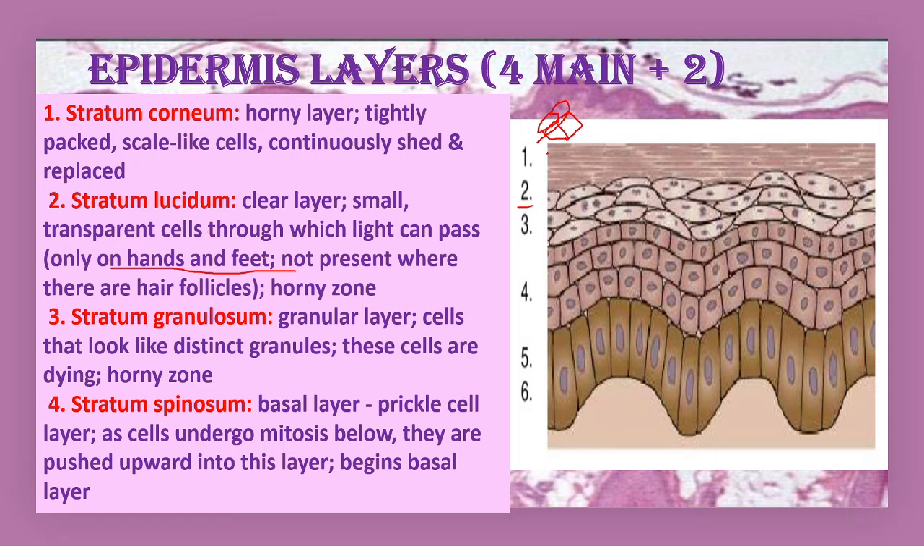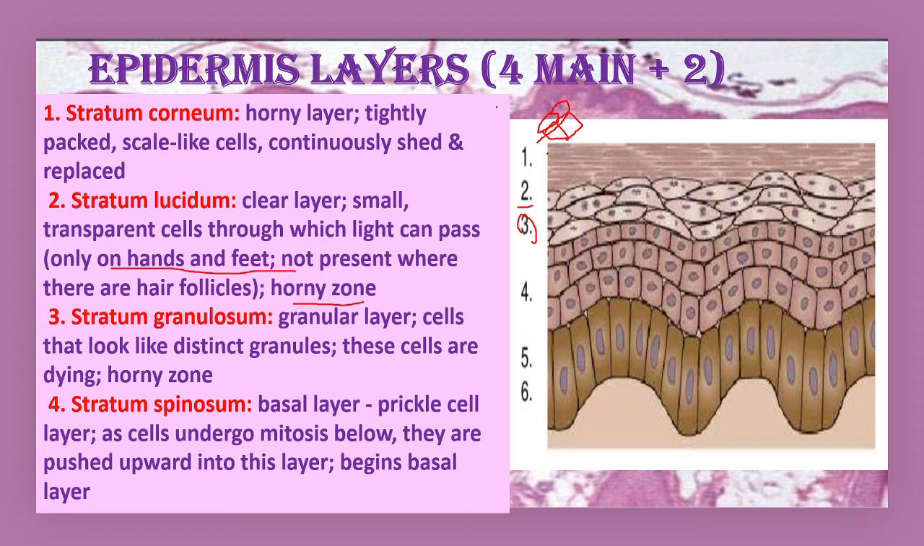You must have observed that on your feet as well as on your palms there is no hair. That is the reason the stratum lucidum, a clear layer, is present on the palms as well as on the soles of your feet. So this is the horny zone. The third layer is called the stratum granulosum, that is the granular layer. The cells which are present here are granular, and these cells are dying. This is again called the horny zone.